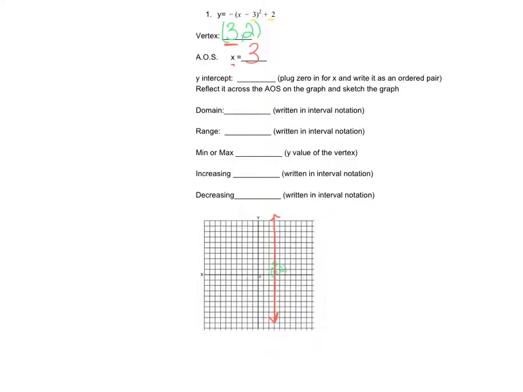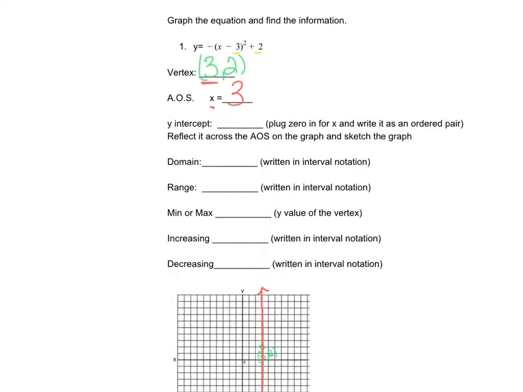The y-intercept, we need to actually sketch the graph. So for our y-intercept, we're going to put 0 in for x. So I would have negative (0 minus 3) squared plus 2. Negative 3 squared is 9. That negative is on the outside. Negative 9 plus 2 is negative 7. So I'm at (0, negative 7), my ordered pair.